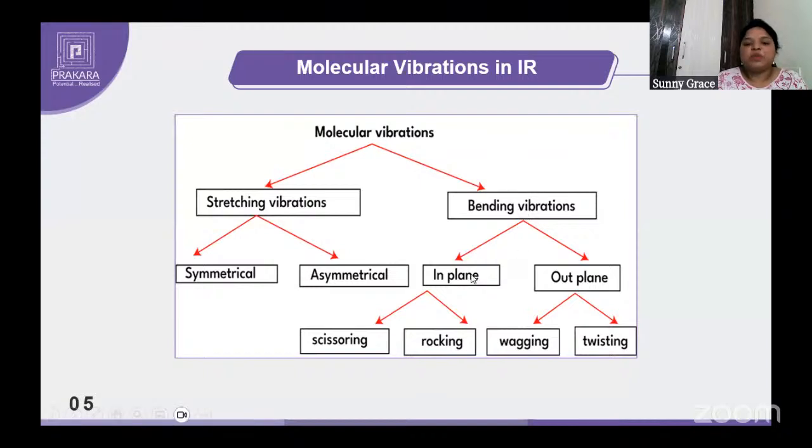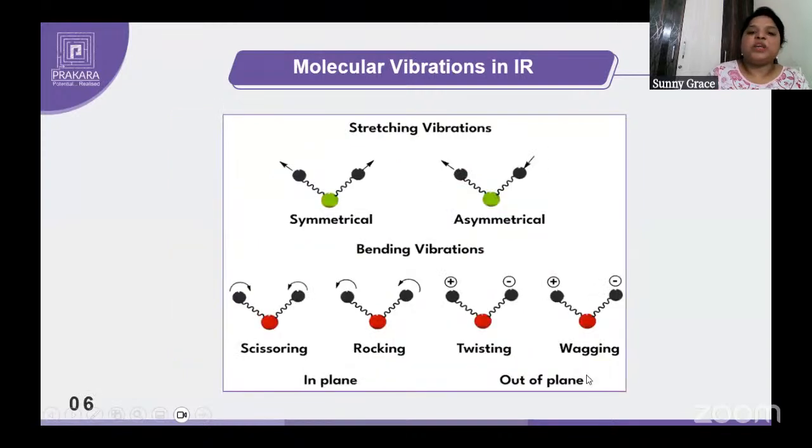These are again subdivided into two types, that is in plane and out of plane. In plane we are having scissoring and rocking, and out of plane we are having wagging and twisting. So let's see how the molecules will vibrate here. In the stretching vibrations, if this is the central atom and these two are the atoms which are joined to the central atom.